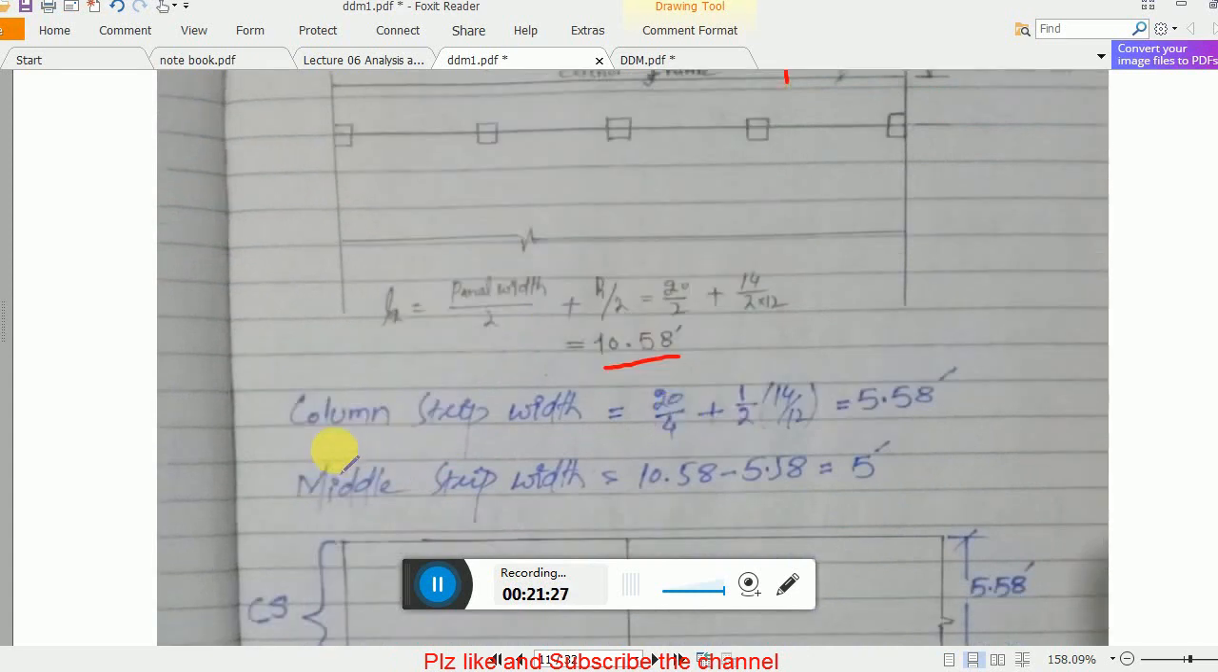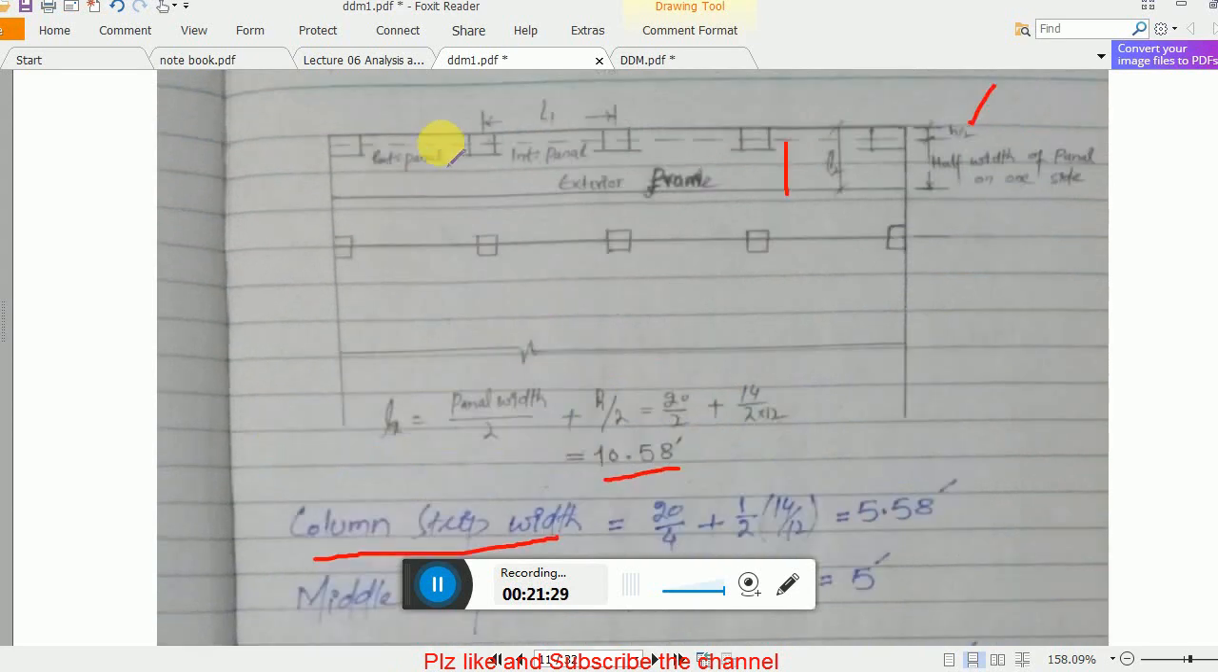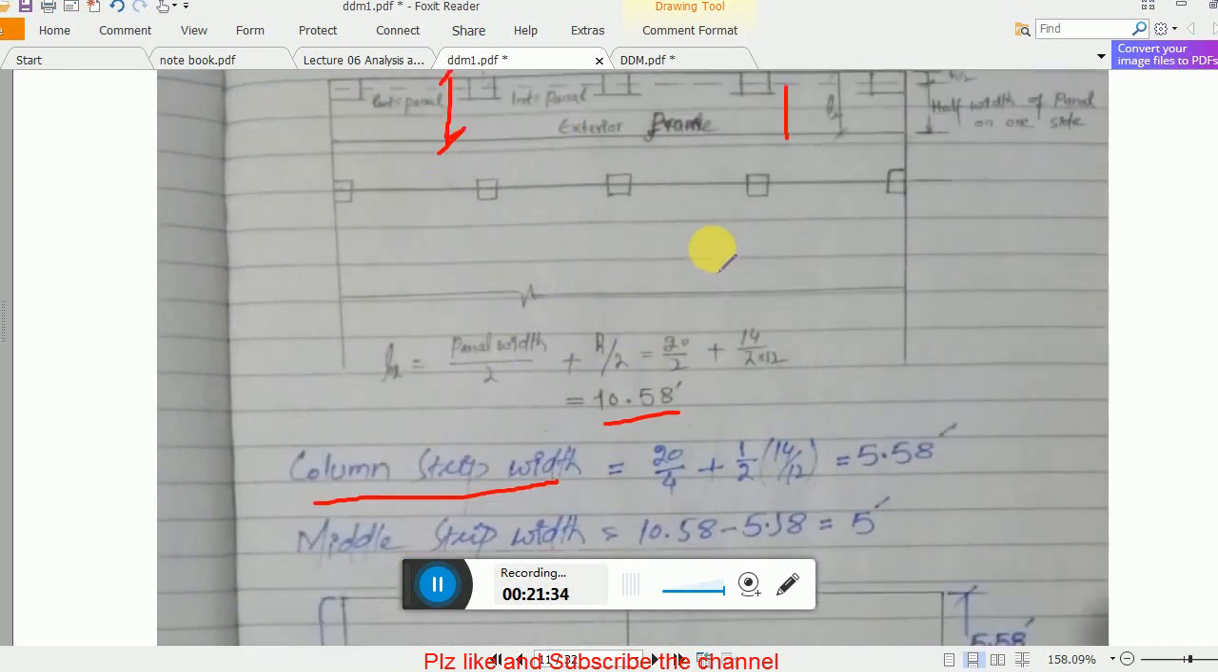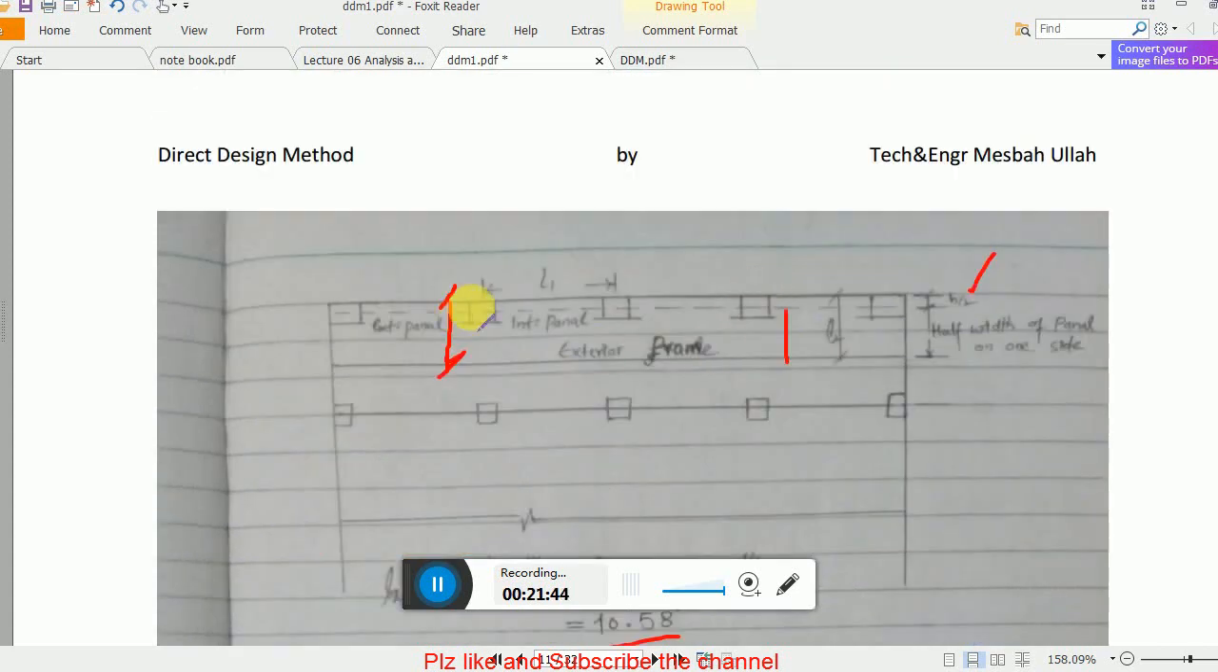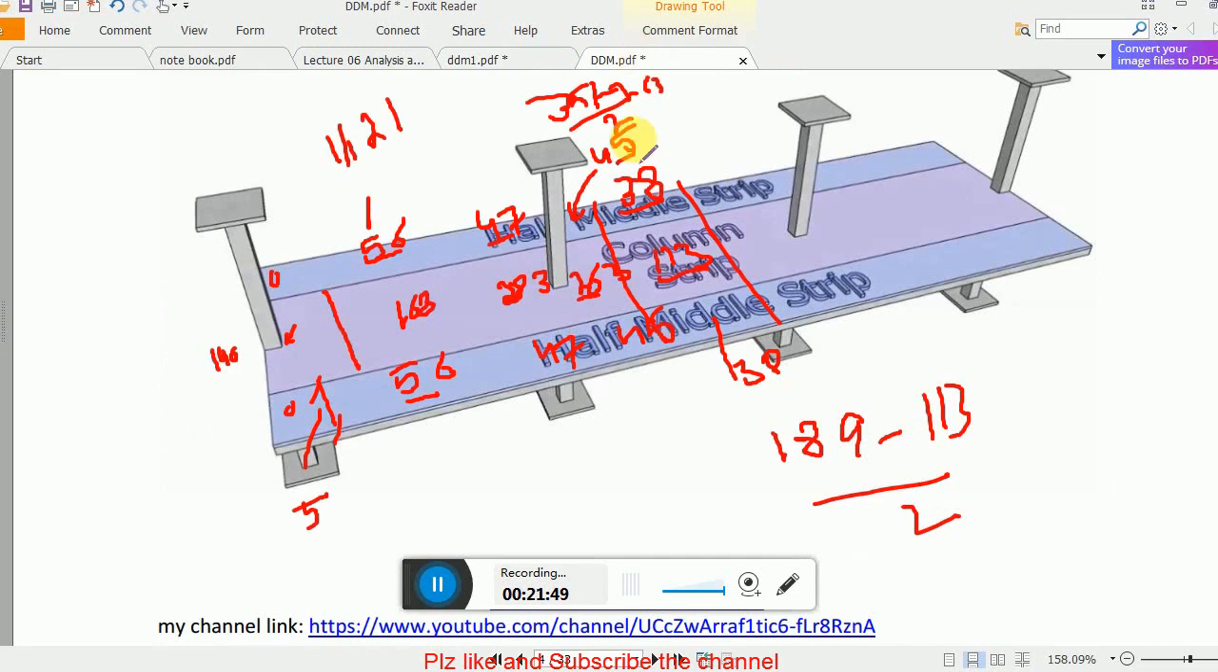You get 10.5 here. For the width of the column strip, there is no need to find the half column strip. You just find the column strip width. The column strip width is the minimum panel width, 20, divided by 4, plus half of h. This is very important. I already explained this point in lecture number 4.